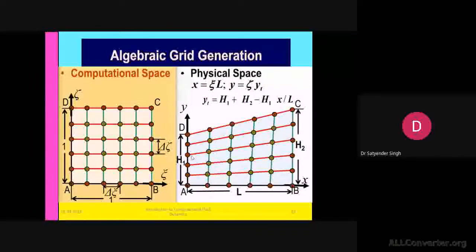But let's say the left side of the plate is at a different length, which is shorter compared to the length of the plate on the right side. Then how can you create the grid? For that, we have to use the transformation functions and generate one equation that can distribute the nodes and provide the values for these vertices.